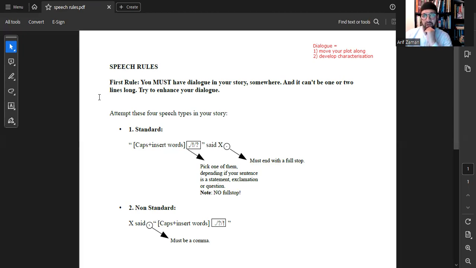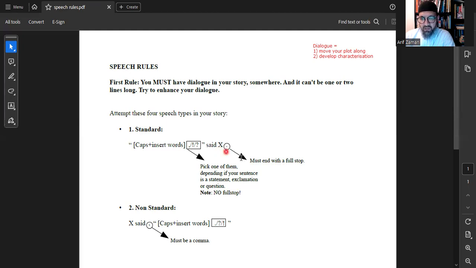So the first one, I've called it standard, and I've mentioned there's 4 speech types. So it goes like this. Somebody says something, you see the speech mark, or the end speech mark there, and the first one over here. You have to have a capital letter at the beginning, and then you've got your words. So inside the 2 speech marks is whatever somebody's saying. And then there's going to be a comma, an exclamation mark, or a question mark at this point, said X, whoever the person is. And then you have to have a full stop here.